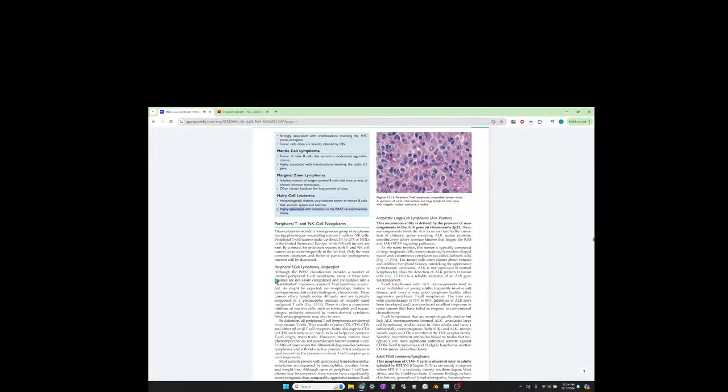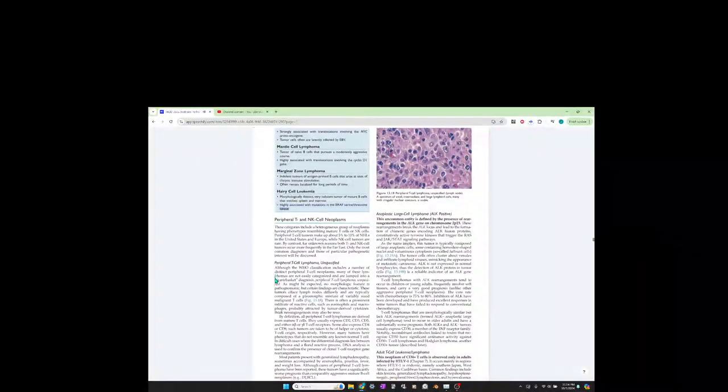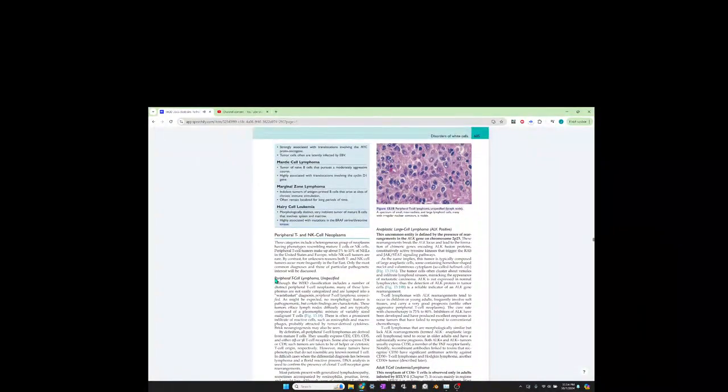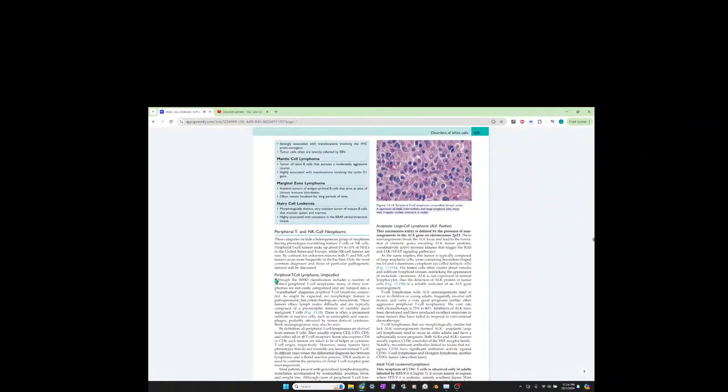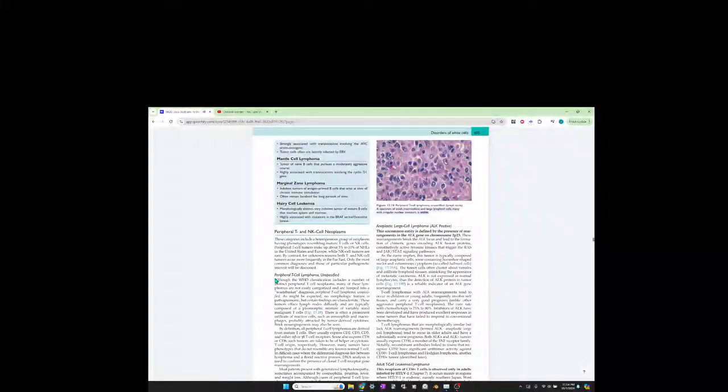Highly associated with mutations in the BRAF serine threonine kinase. Figure 13.1.8: Peripheral T-cell lymphoma, unspecified. A spectrum of small, intermediate, and large lymphoid cells, many with irregular nuclear contours, is visible.